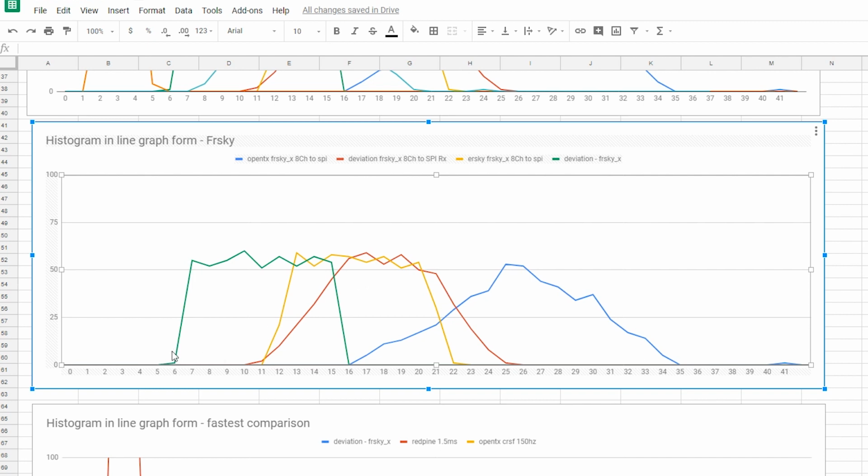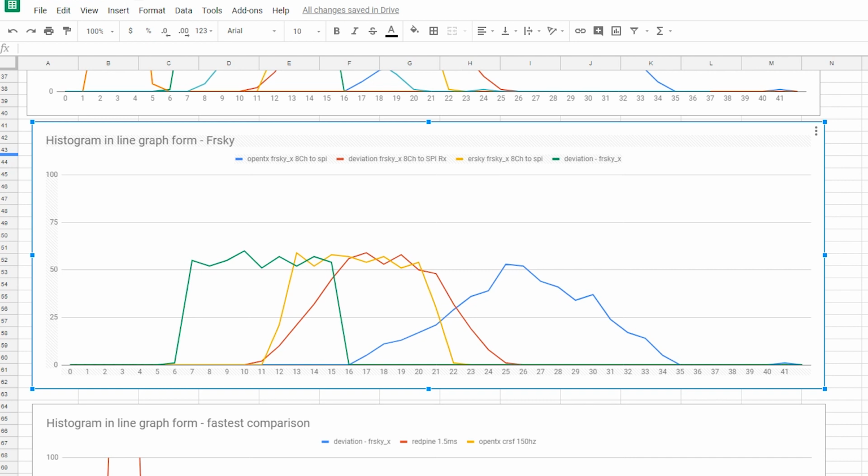So this kind of shows that deviation running FrSky pretty much knocks the socks off of everyone else. It's 6 to 16 milliseconds. And the next closest is ERSky on a Taranis. That's 11 to 22 milliseconds. And even if you're running deviation without these changes that are soon to be checked in, you're still doing much better than this long, slow one that's 16 to 35 milliseconds. So clearly, FrSky with deviation is the way to go.